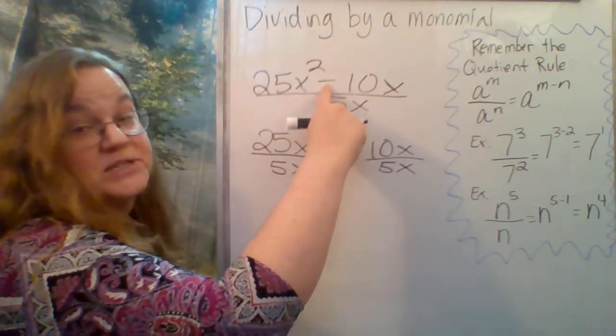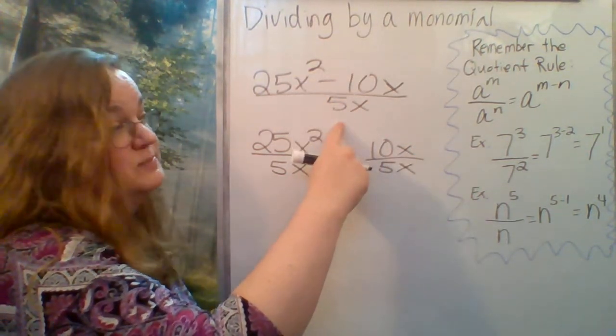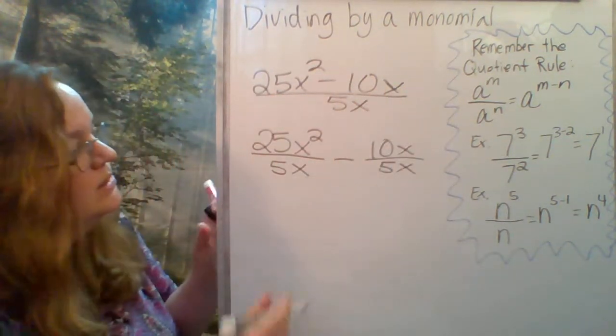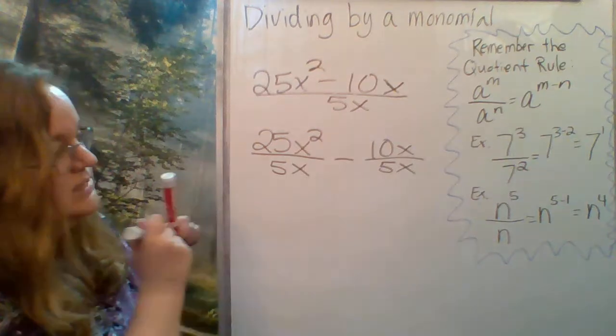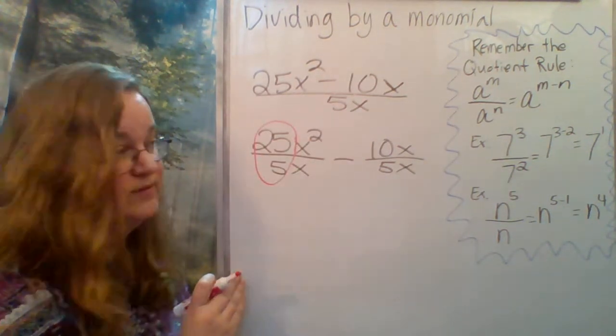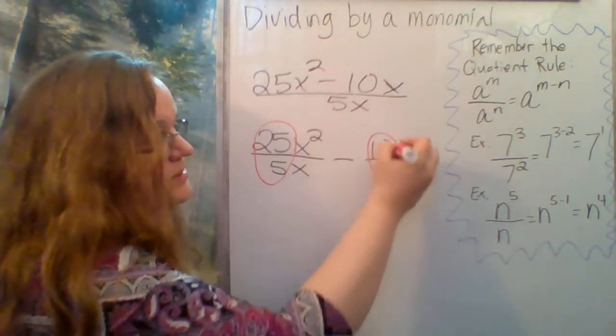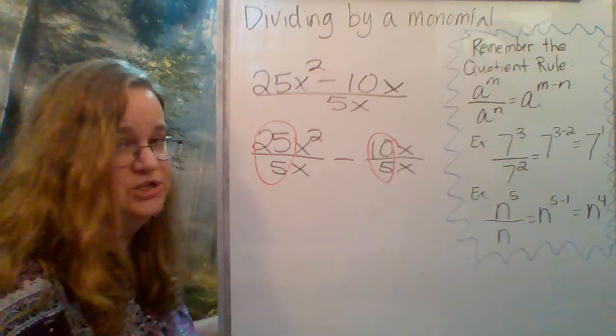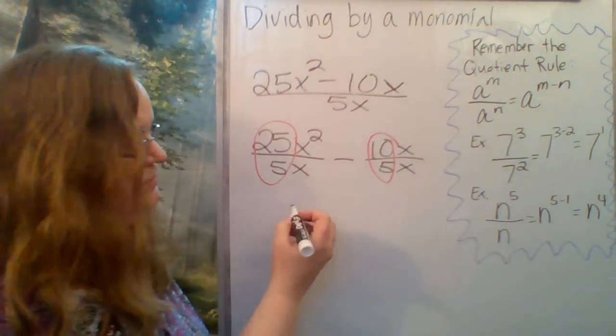Okay, this is a subtraction sign. Whatever I'm dividing by, I have to divide this one and this one by the same thing. So again, taking it in pieces, I'm going to start with my coefficients. 25 divided by 5. I'm going to do 10 divided by 5. I'm not using a quotient rule because it's just the coefficients. We're not doing powers at that point.